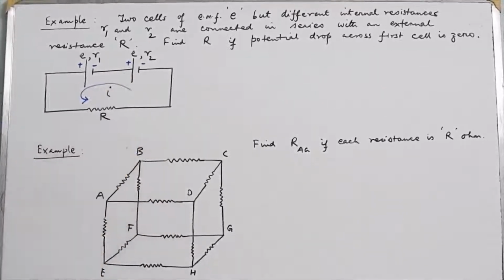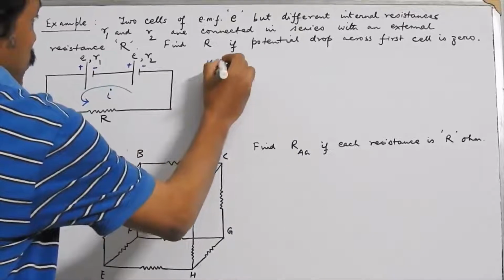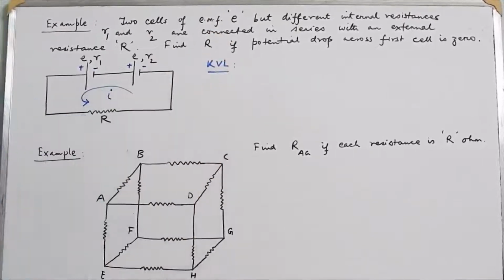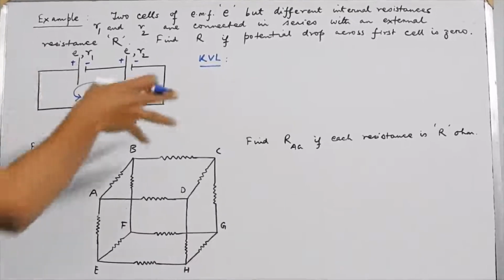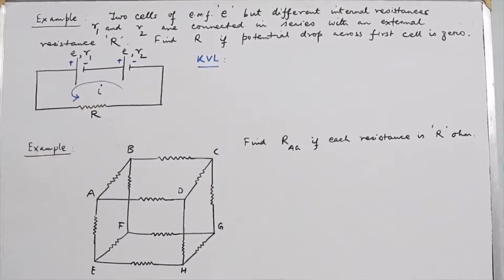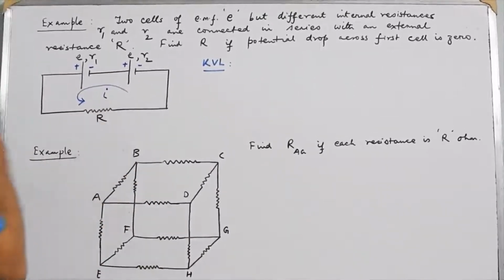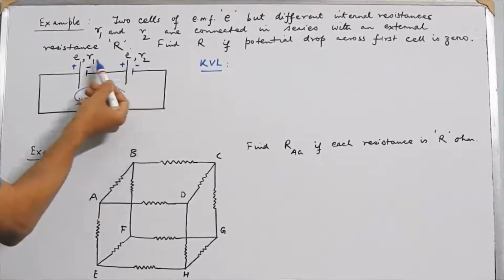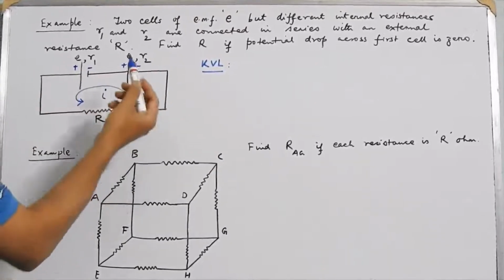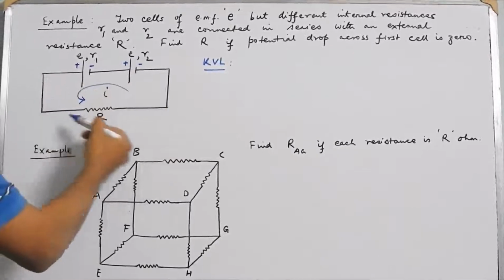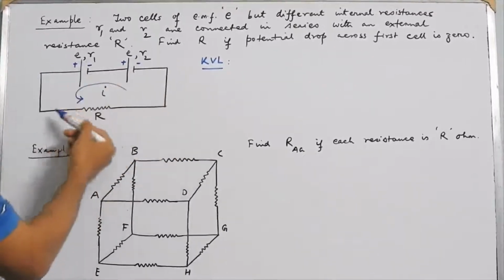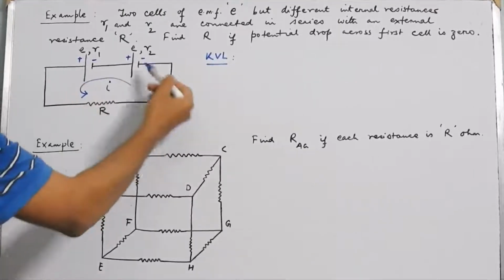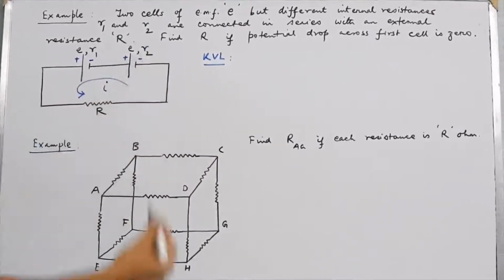So let us apply KVL, Kirchhoff's voltage law, in this loop in the same sense as the current is flowing. So that means we are trying to trace the loop in the anti-clockwise sense. What happens if we do so? We are moving in this direction, which is the direction of the current, because the current is also flowing in the anti-clockwise direction. So therefore, current into resistance is definitely negative.